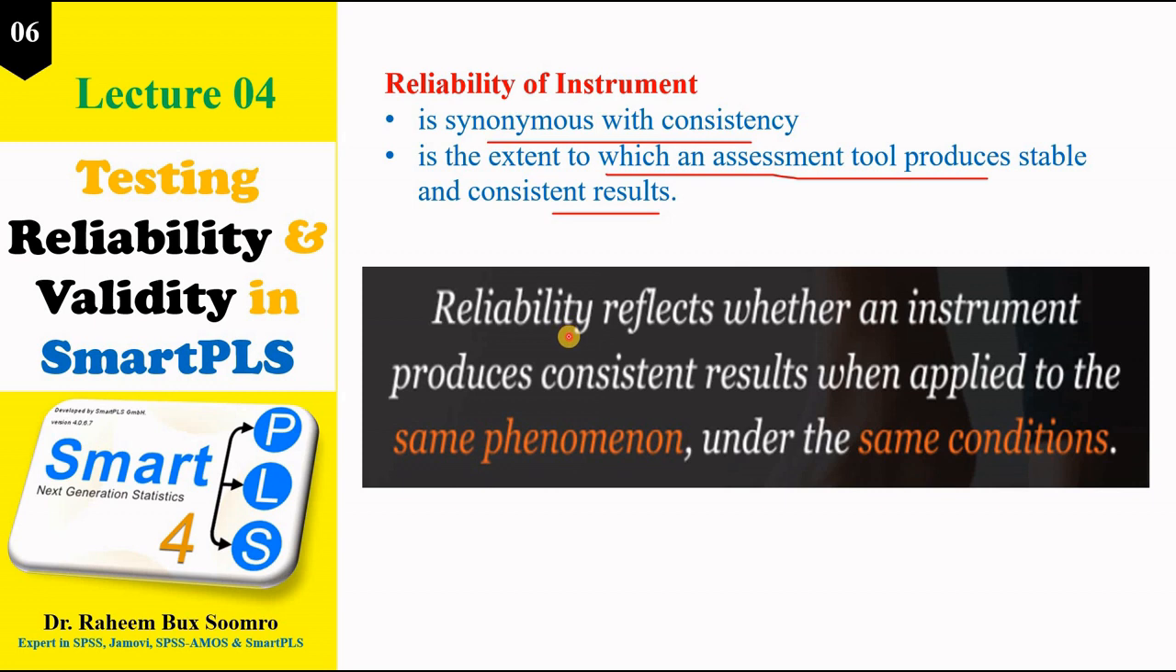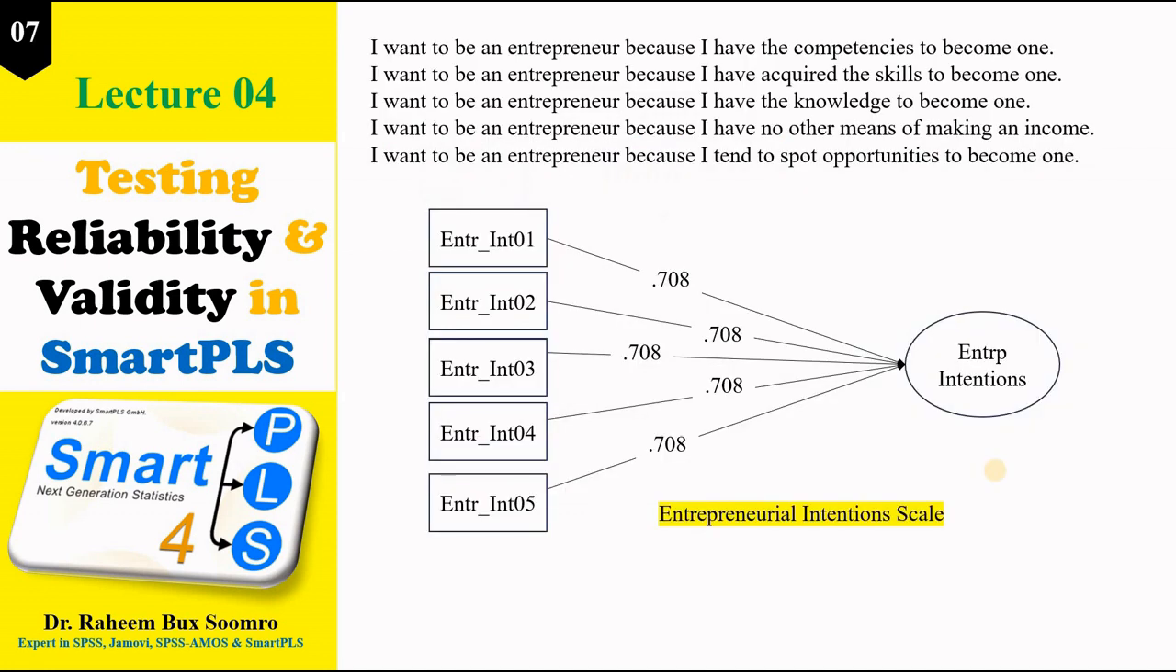Therefore, reliability reflects whether an instrument produces constant results when applied to the same phenomena in the same conditions. That is very important: whenever you are administering any questionnaire or instrument to check its reliability, the phenomena should be the same and the conditions should be the same. Otherwise, consistent results will not be produced by the same instrument.